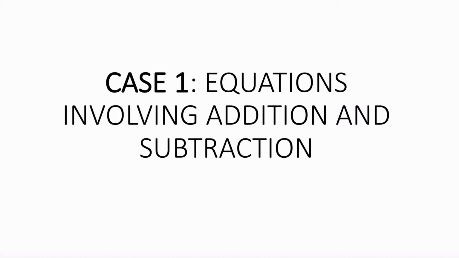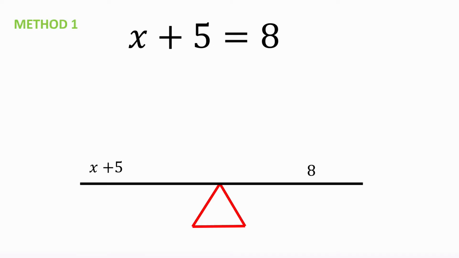Case 1. Equations involving addition and subtraction. Suppose I have the equation x + 5 = 8. This means that the left-hand side of the equal sign is the same as the right-hand side of the equal sign. In other words, the scale is balanced.